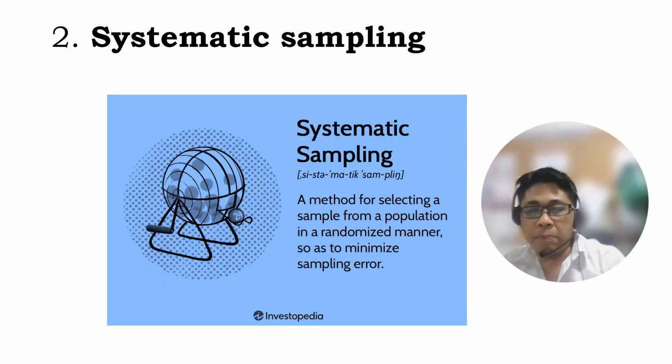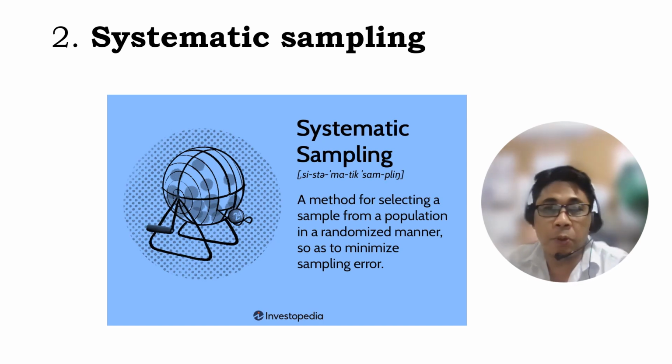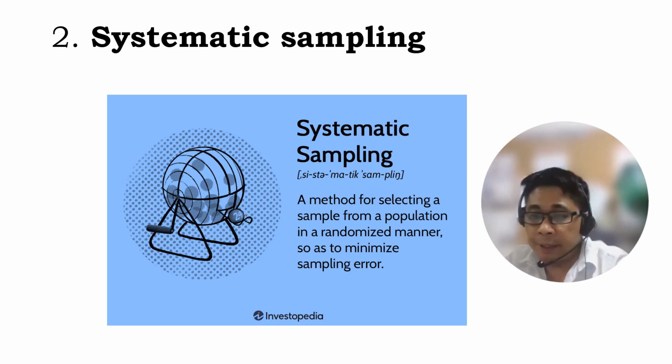So the second example is the systematic sampling, which is actually similar to the simple random sampling. However, systematic sampling is slightly easier to conduct. So here, every member of the population is listed with a number, but instead of randomly generating numbers, individuals are chosen at regular intervals. For example, all employees of the company are listed in alphabetical order.